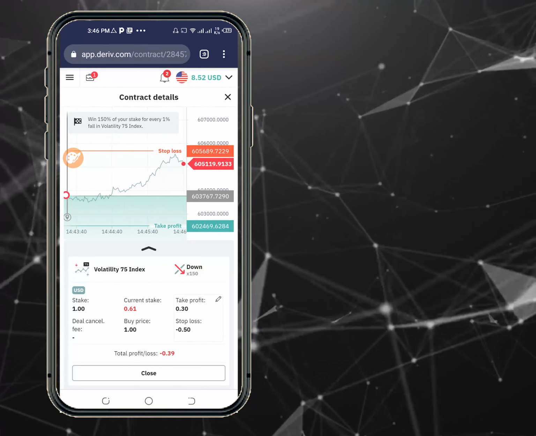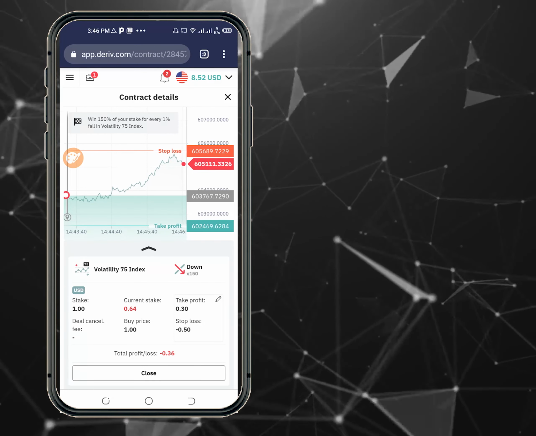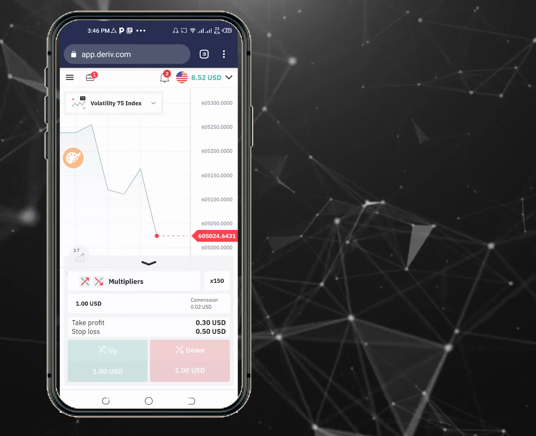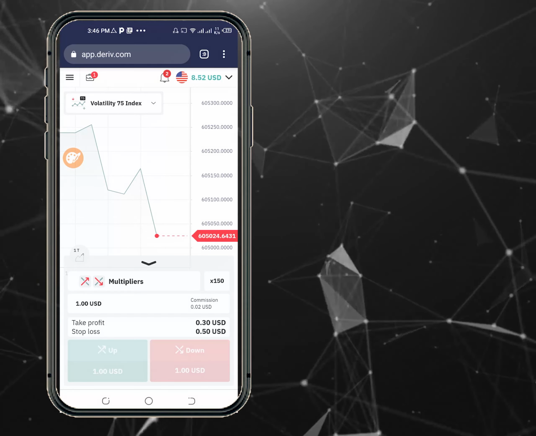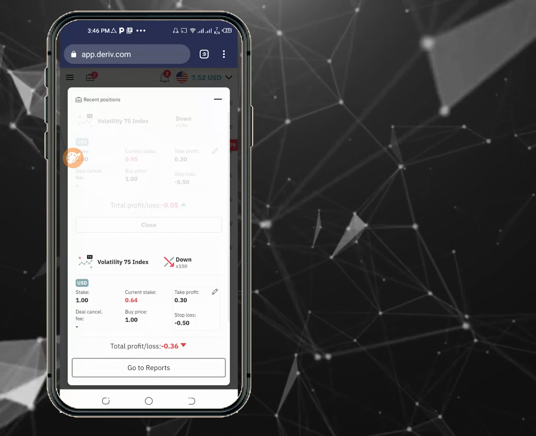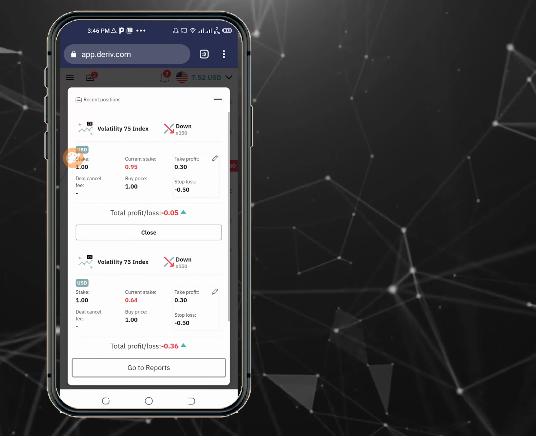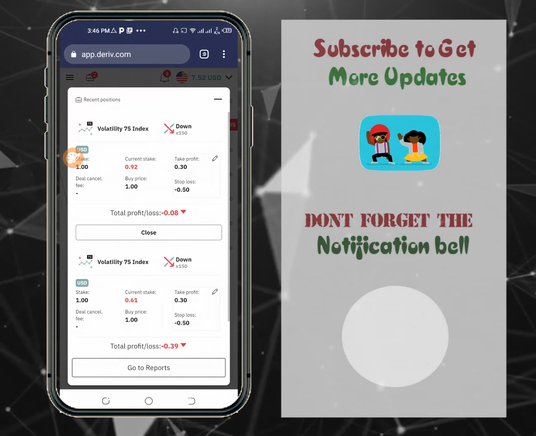This time around I'm going to do buy down, because I've seen the graph where it first started from. So now I did buy down because I felt it's going to go down. Let's go see if it's actually going down.